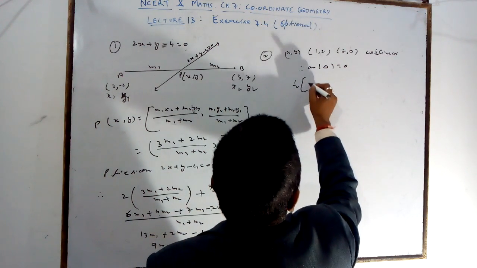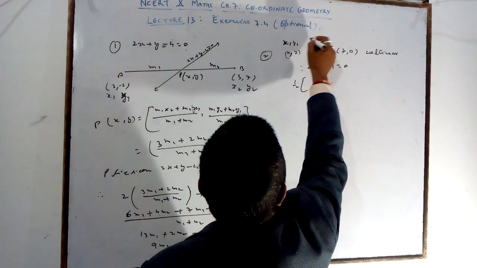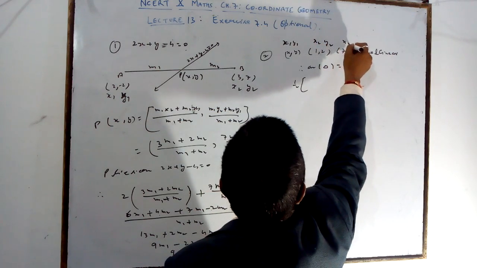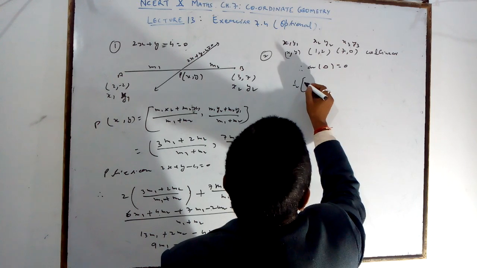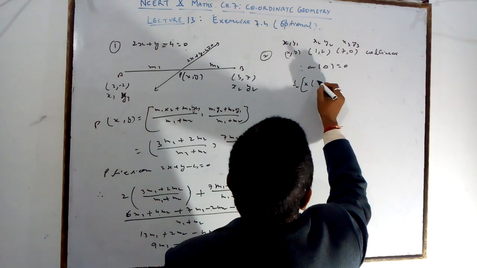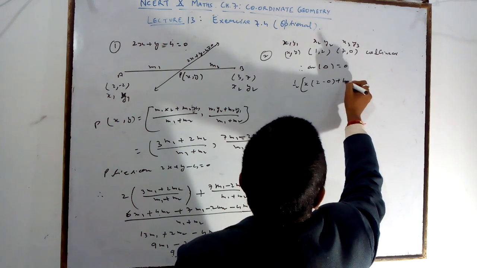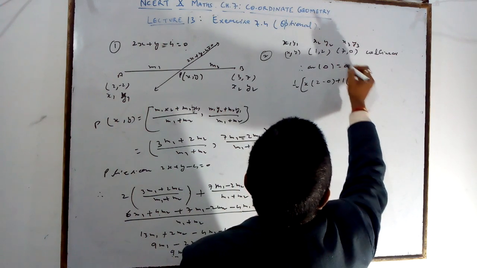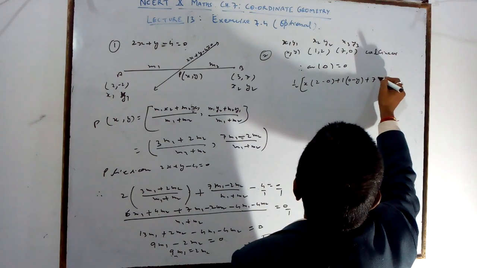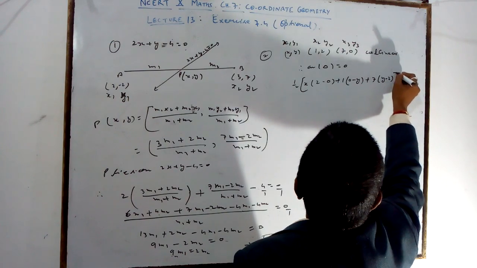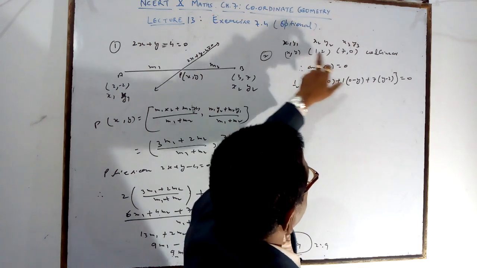So half x1 y1, x2 y2, x3 y3. Put the values here. Half x1, what is the x1? x, y2 minus y3, area formula. x2 is 1, 3 minus 1, 0 minus y, plus x3 is 7, y minus 2 is equal to 0. 1 minus 2, that is y1 minus y2.